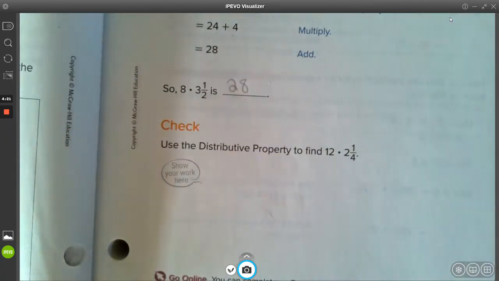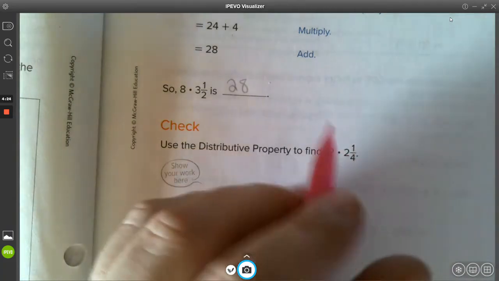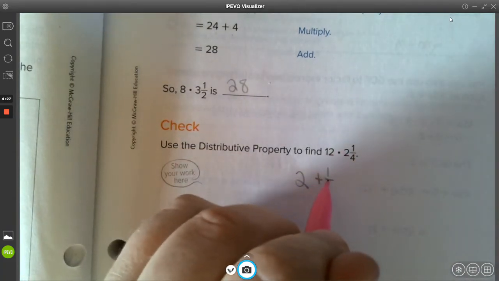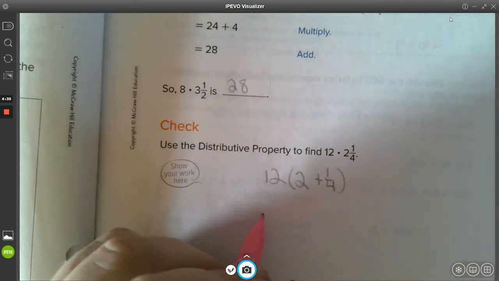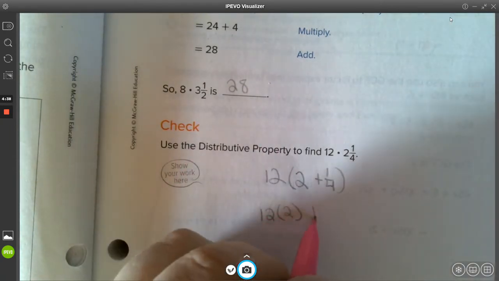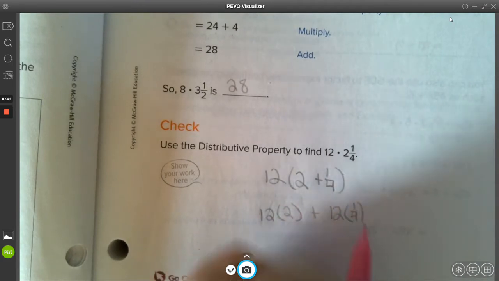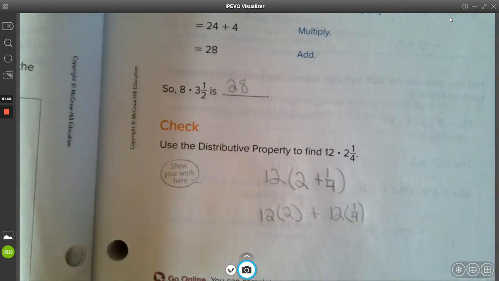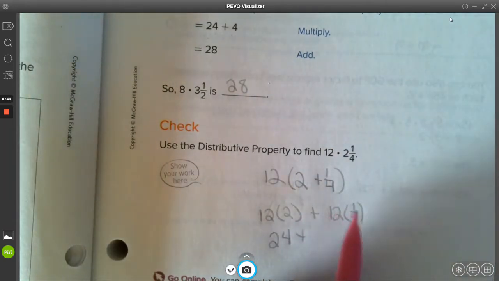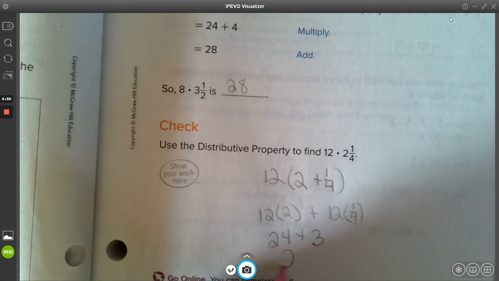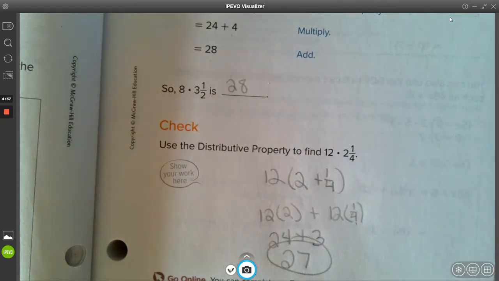So let's do the same thing with our check. You're going to pause here. You're going to break 2 1/4 into 2 plus 1/4 and multiply that by 12. So pause here and solve. So if you were to do this, it would be 12 times 2 plus 12 times 1/4. Remember, multiplying by a fraction is the same as dividing by the denominator. So 12 times 2 is 24. 12 times 1/4 is the same as 12 divided by 4, which is 3. So 24 plus 3 is then 27 would be our solution to this problem here.